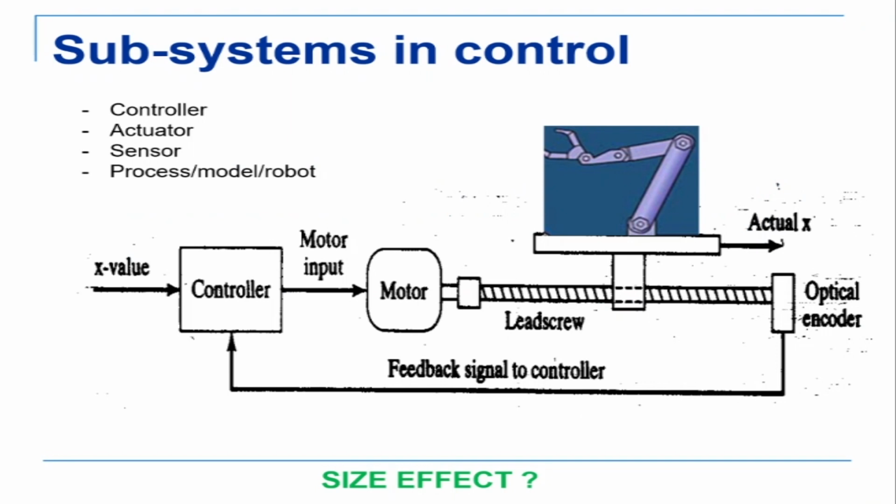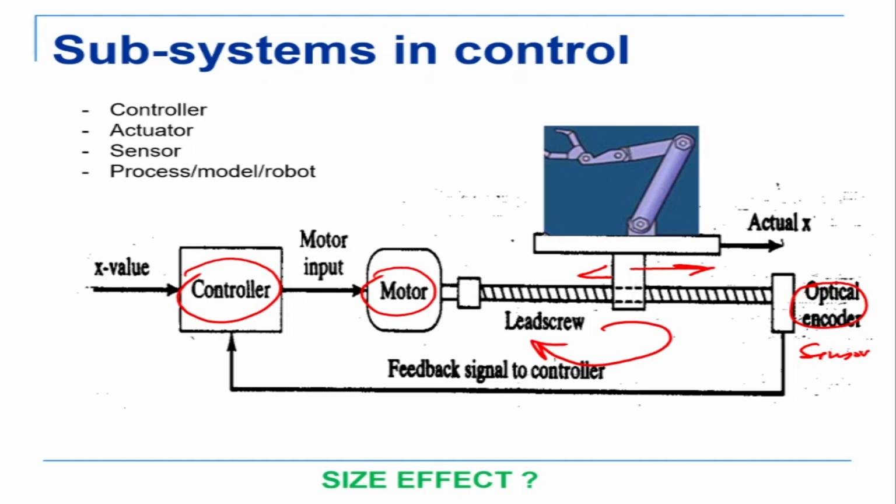I explained also the various subsystems which are involved in the closed loop control system. So we have a controller, which can be a PC, a microcontroller or a DSP. Then we have an actuator, in this case a motor. And then we have the link of the robot, which is actually moving. And in the feedback loop, we have an optical sensor, which is a position sensor. And this makes up my closed loop control system.